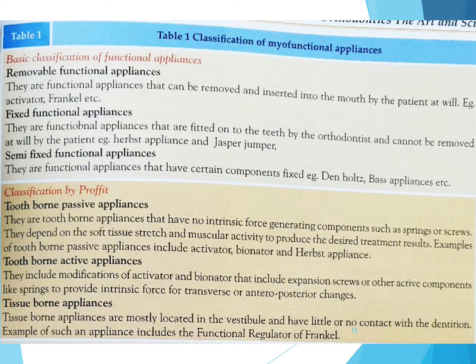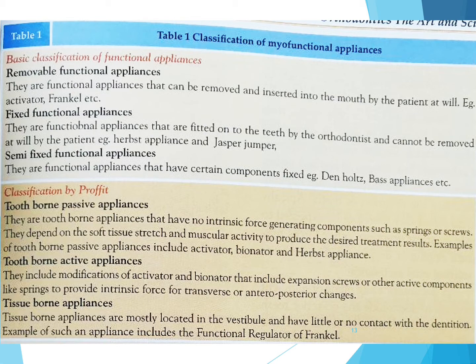Okay, now we will move into the classification of myofunctional appliances. According to your textbook by Balaji, there are 5 classifications of the myofunctional appliance. The first one is the basic classification of functional appliances. For this basic classification, the appliances are divided into 3: removable functional appliances, fixed functional appliances, and semi-fixed functional appliances. The removable functional appliances are functional appliances that can be removed or inserted into the mouth by the patient at will, for example, the activator and Frankel appliance.